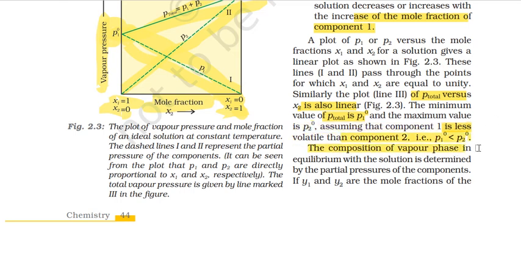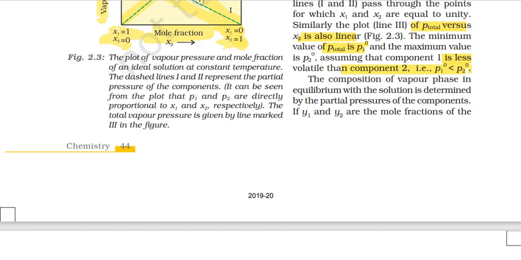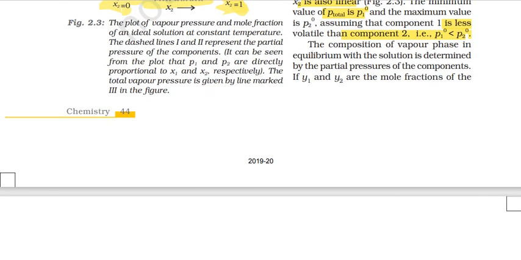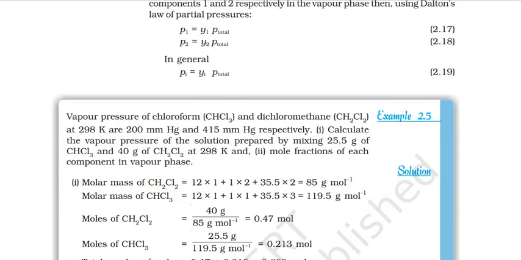The composition of the vapor phase in equilibrium with the solution is determined by the partial pressures of the components. If Y1 and Y2 are the mole fractions of components 1 and 2 respectively, then using Dalton's law, you have P1 = Y1 P total, P2 = Y2 P total. Ye hamara ek aur equation hai basically. Agar aapko partial pressures hai, wo total pressure se bhi related hai.